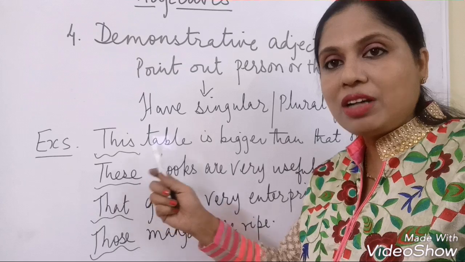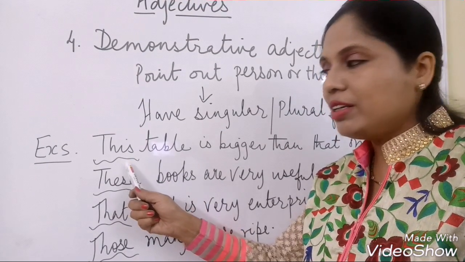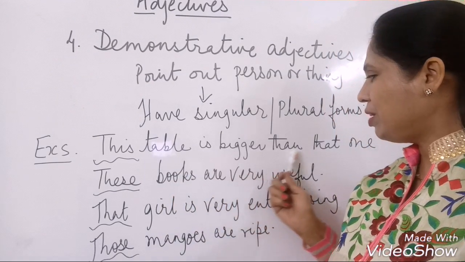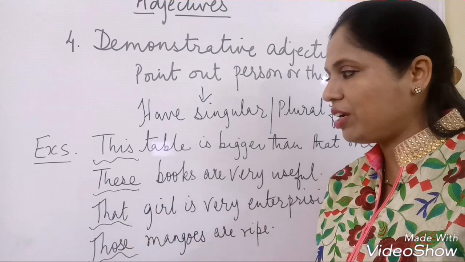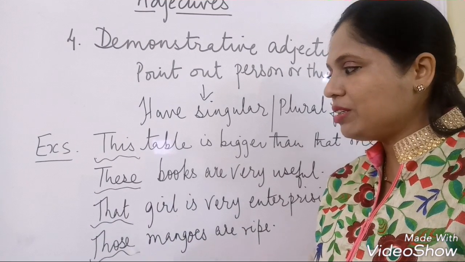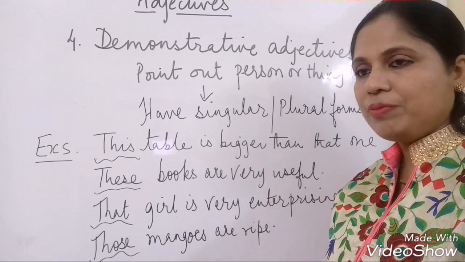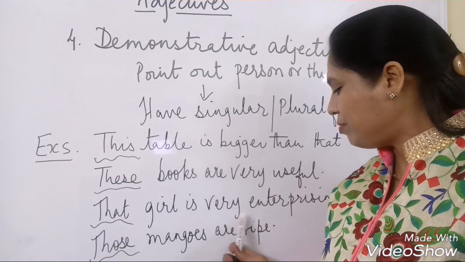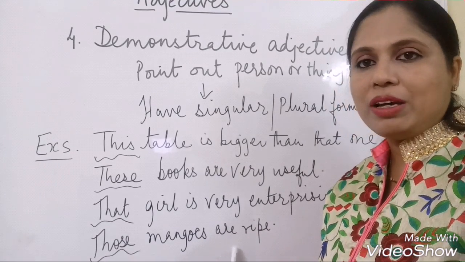So let us first understand how this adjective is used. If I say this table is bigger than that one, the word this is a singular demonstrative adjective. I can use this as a plural by saying these books are very useful. That girl is very enterprising, and those mangoes are ripe.